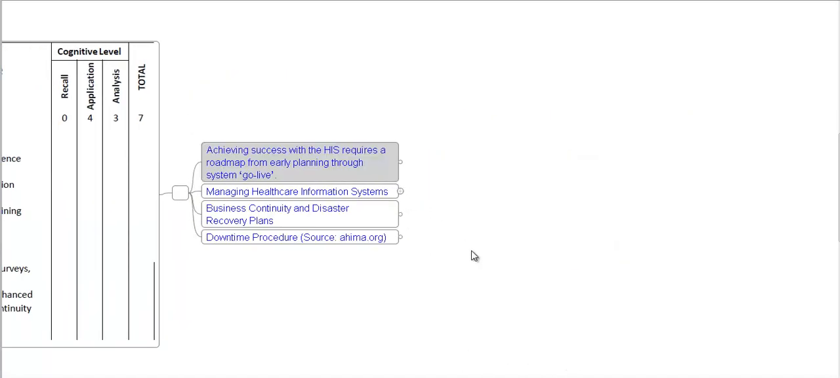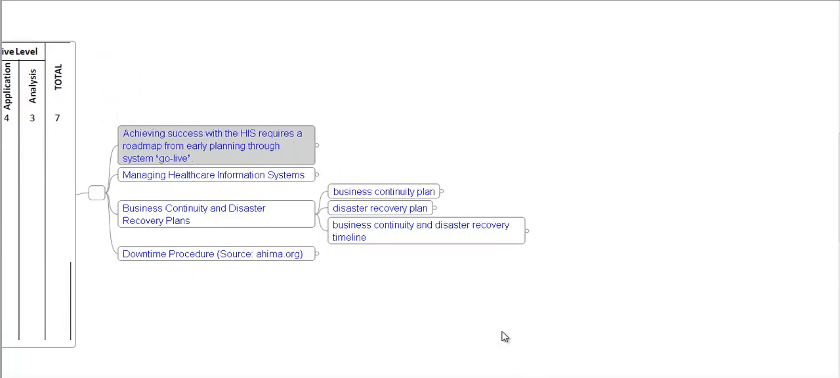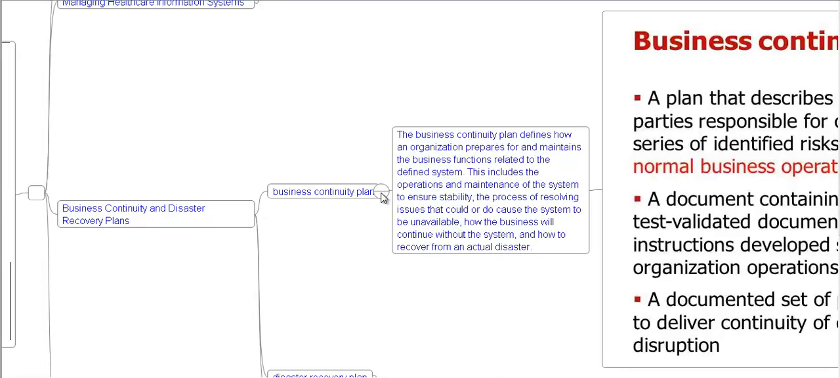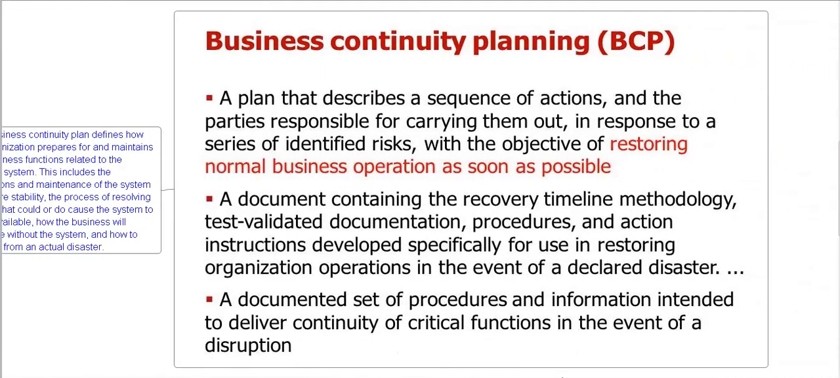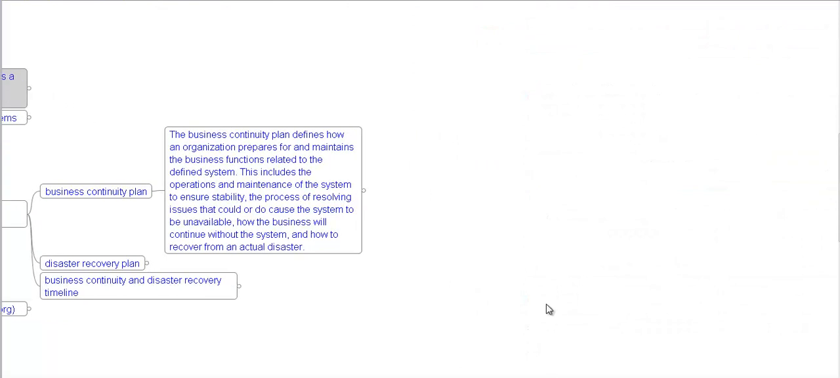Now let's see business continuity and disaster recovery plan. Business continuity plan, disaster recovery plan, and business continuity and disaster recovery timeline. First, we'll see what is the business continuity plan. The business continuity plan defines how an organization prepares for and maintains the business functions related to a defined system.